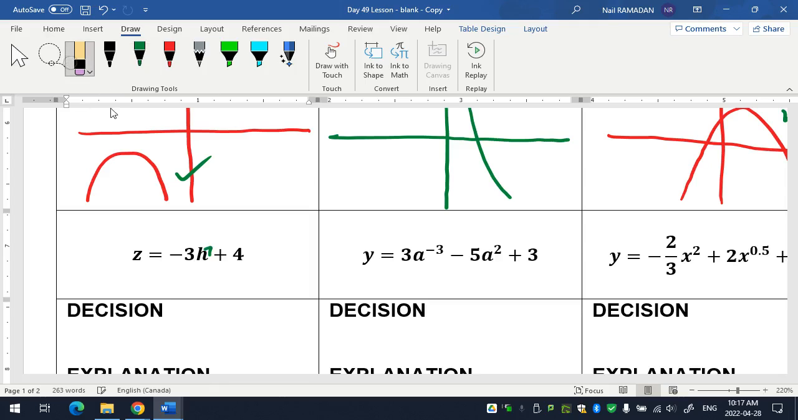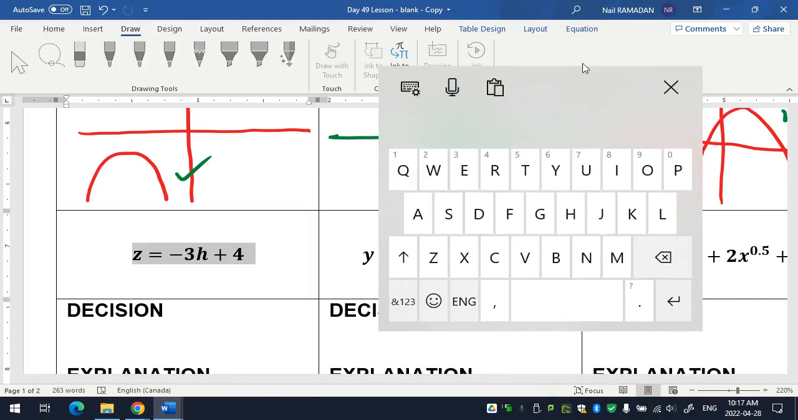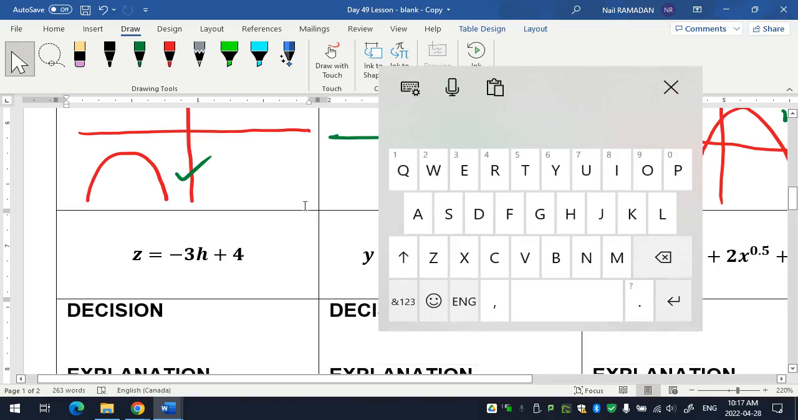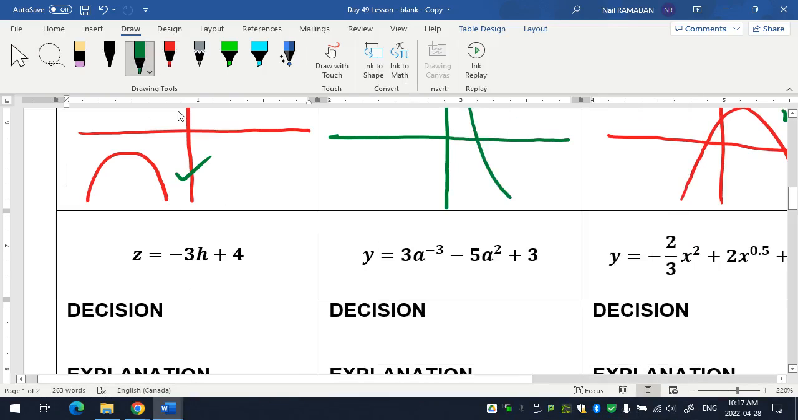Oh, my bad. Sorry, it's going to keep dragging it down. So basically, just make it 3h to the power of 1 like this. Yeah, there you go, like on top of it. It's a 1. Everyone, it's a 1 on top of the h.